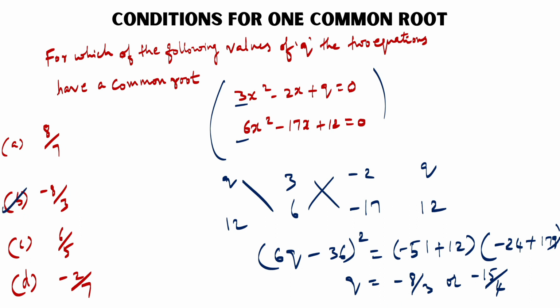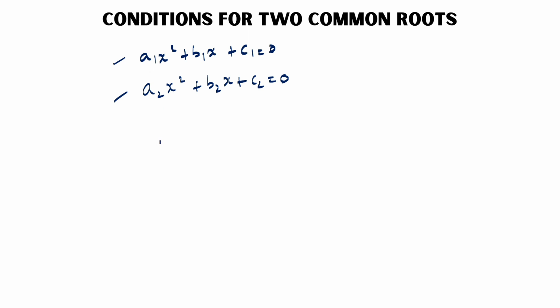This appeared in ZAT. Now is there any condition for two common roots? We learned the condition for one common root. The condition for two common roots is even simpler. If we take two quadratic equations, the sum of the roots must be equal and the product of the roots must also be equal. This is the only condition for the two common roots.